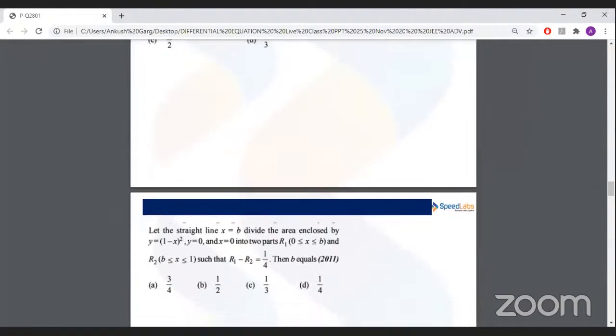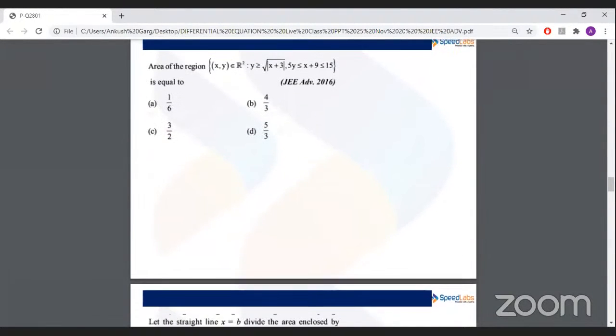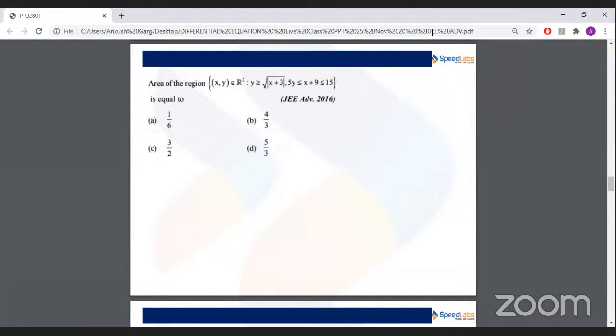Okay, let's skip this question. Let's solve some questions of area also. This is a JEE Advanced question: find the area of the region, that is this region. We did this type of question in the mains session also, but try to solve this question now.